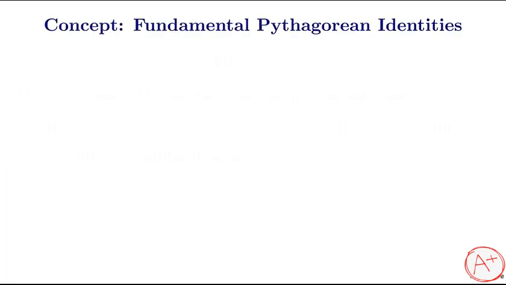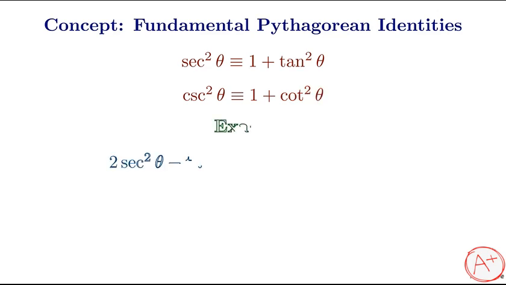Beyond the basic sine squared theta plus cosine squared theta equals 1, we derive identities for reciprocal functions. Dividing by cosine squared gives us secant squared theta equals 1 plus tangent squared theta. Dividing by sine squared gives us cosecant squared theta equals 1 plus cotangent squared theta. Let's look at an example.